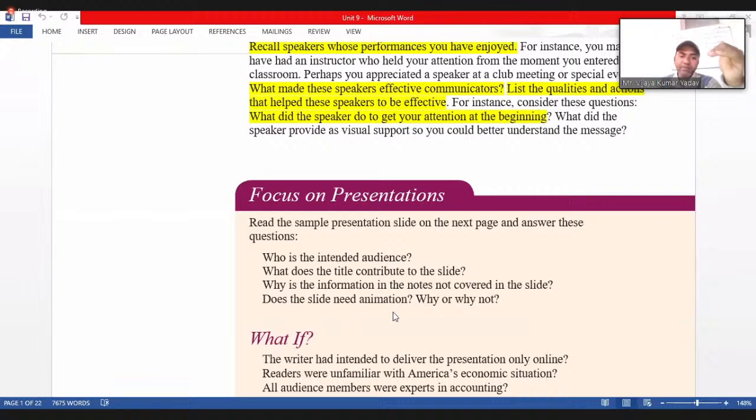Does the slide need animation? Why or why not? It depends upon you. Do you think you should give animation to the slide, that is, make it lively? So why or why not? Okay, so while having the presentation, you focus on these things.